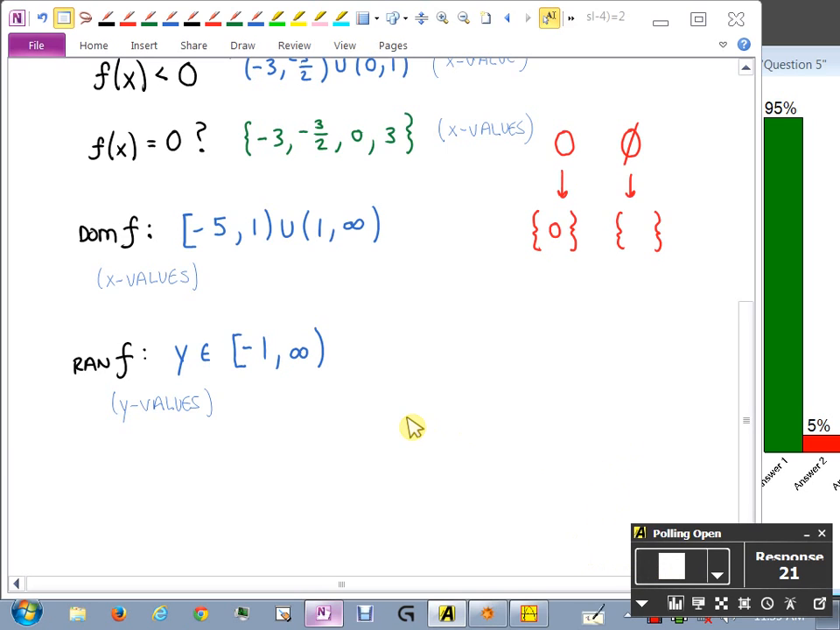The next thing that we're going to ask: how many times does f intersect the line y equals negative 1/2? How many times does f hit y equals negative 1/2? Let's go back up to this. Y equals negative 1/2 is a line. Is it a vertical or horizontal line? Horizontal, going through the y value of negative 1/2.